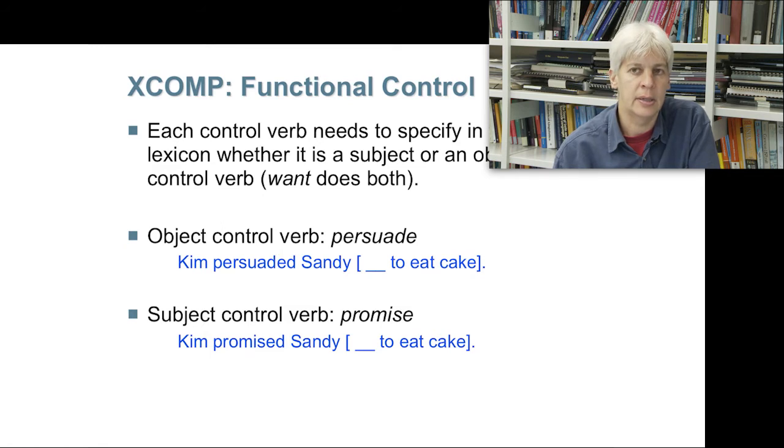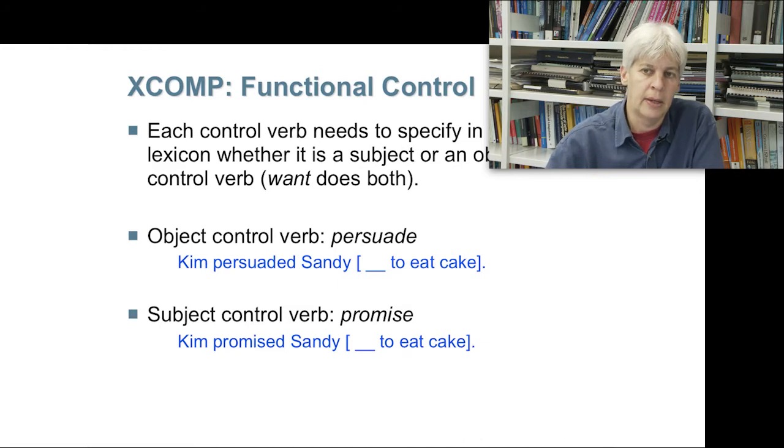In the first case, Kim wants to eat. Kim is doing the eating. In the second case, Kim wants Sandy to eat something. Sandy is doing the eating. So it can do both. It's quite exceptional. But let us just look at persuade versus promise.